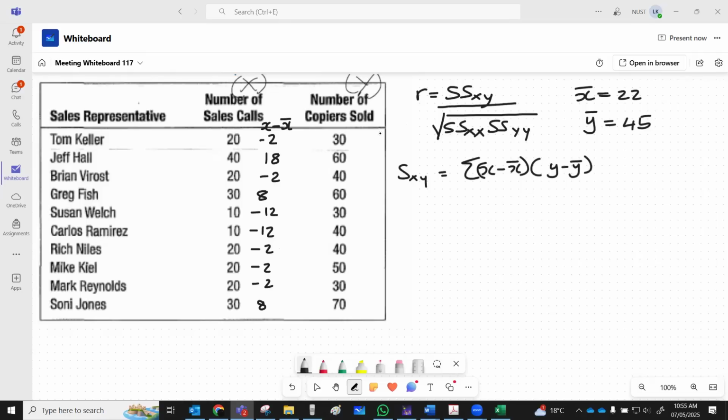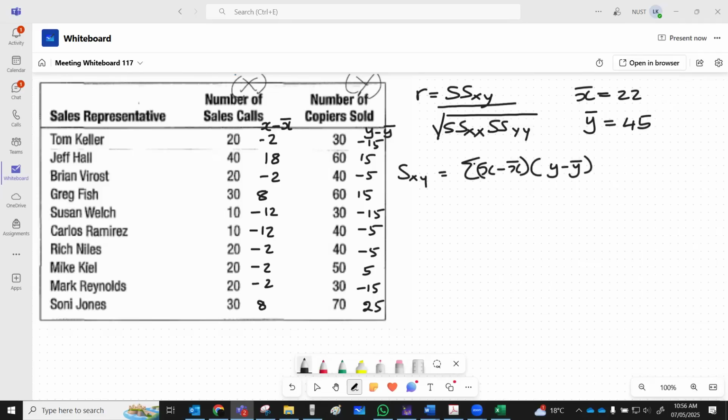And then over here, we can work out what is y minus y bar. So we say 30 minus 45, this is minus 15, this is 15, this is minus 5, this is 15, this is minus 15, this is minus 5, minus 5, we have 5, minus 15, this is 25. Okay, so we have all our x minus x bar.